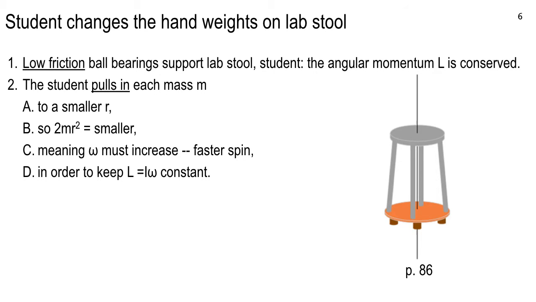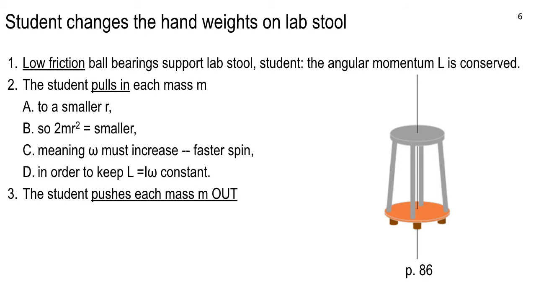Angular momentum is L equals I omega for something that's spinning with angular velocity omega. So if the moment of inertia, capital I, decreases a little bit, which it did when she brought her hands in, omega has to go up a little bit. And it goes up just enough to keep angular momentum constant.